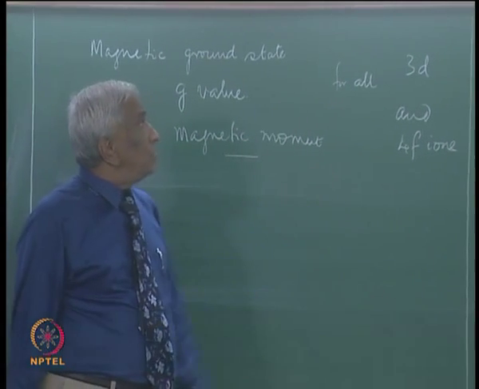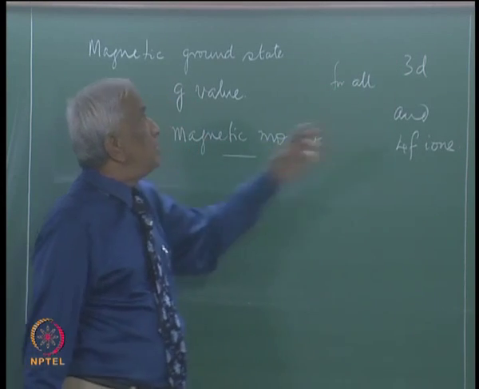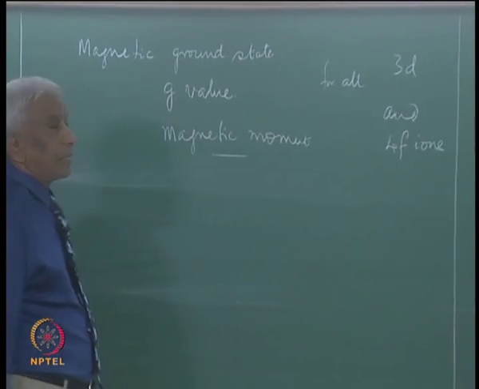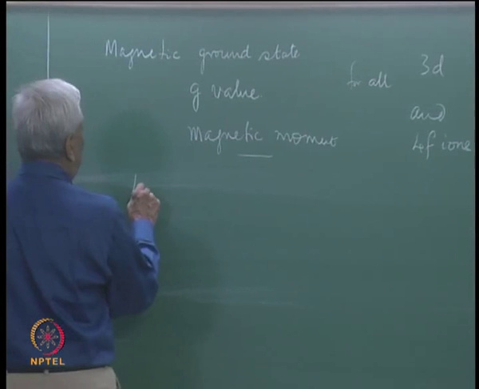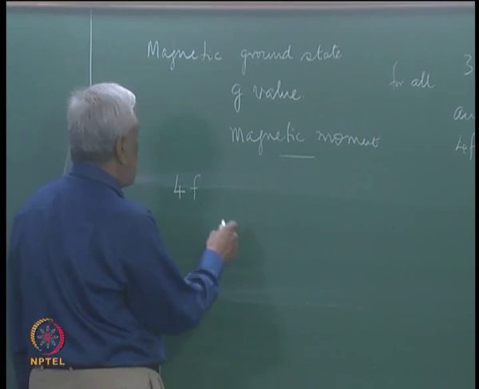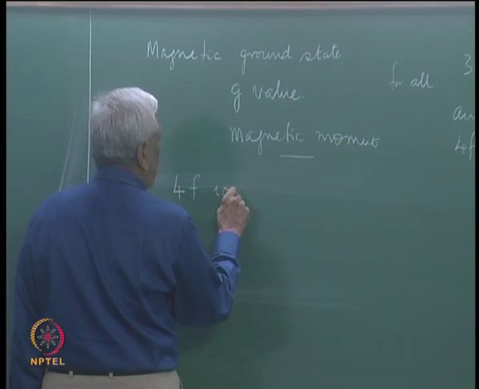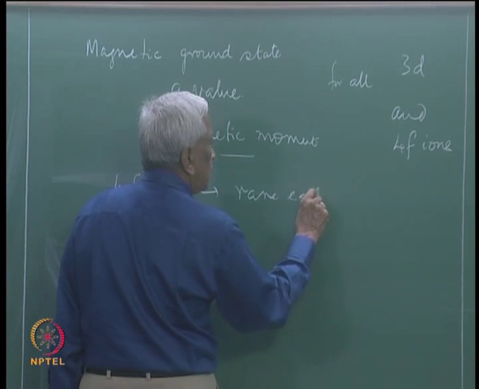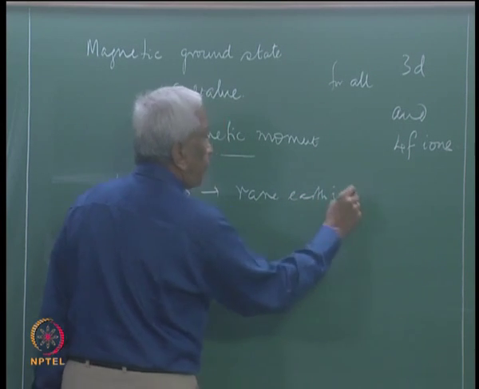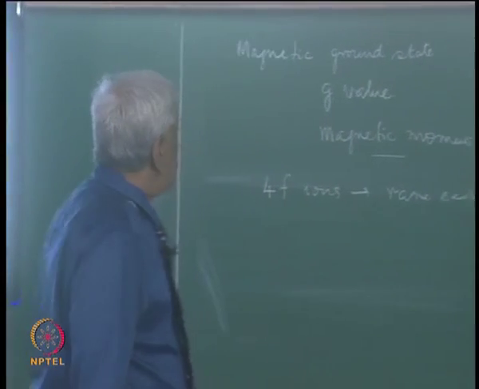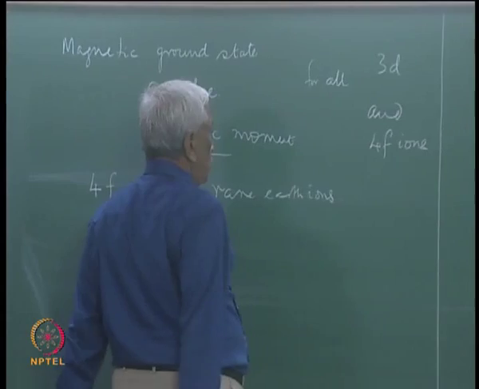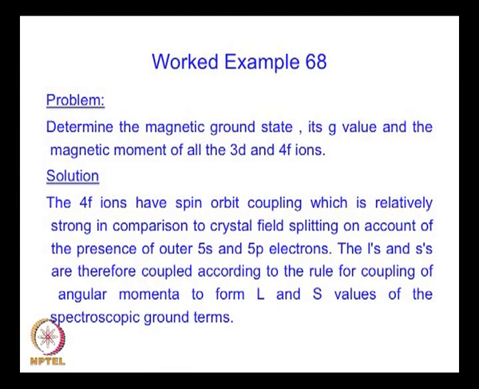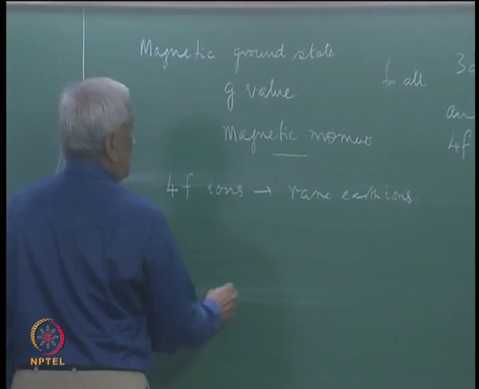and the magnetic moment in the case of all the members of the 3D and 4F groups in the periodic table. We will consider the 4F first for reasons which will become obvious very soon. 4F ions, which are more commonly known as rare earth ions. The rare earth ions are a group of elements in the periodic table which correspond to the successive filling up of the 4F shell.